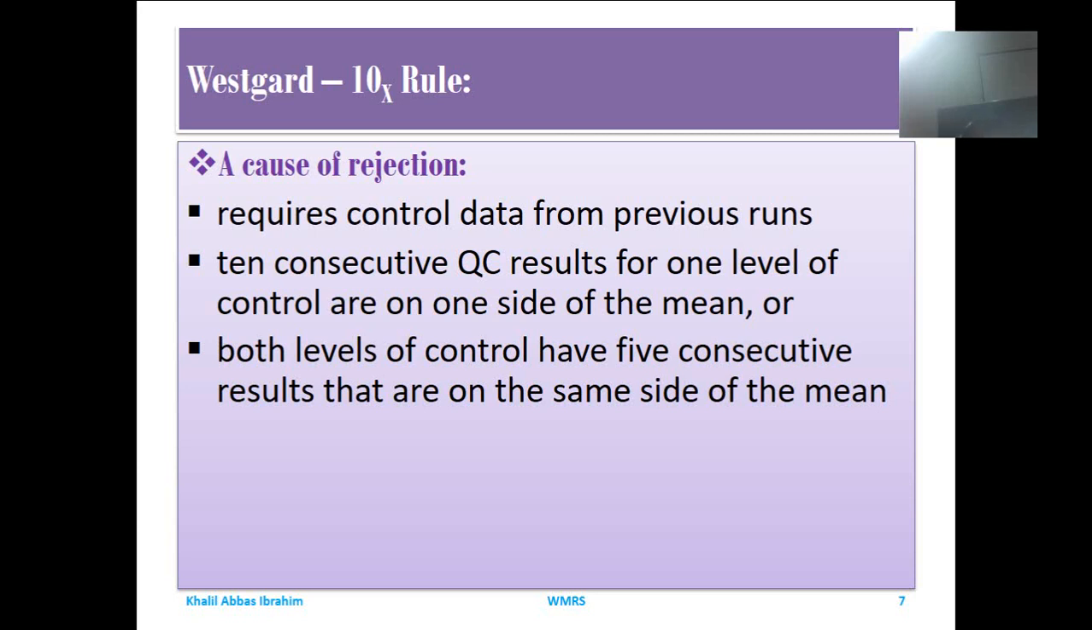10 consecutive QC results of one level of control are on one side of the mean, or both levels, normal and abnormal, of control have 5 consecutive results that are on the same side of the mean. Either 5 consecutive measurements of two levels of control materials on one side of the mean, or 10 consecutive values of one level of control on one side of the mean.